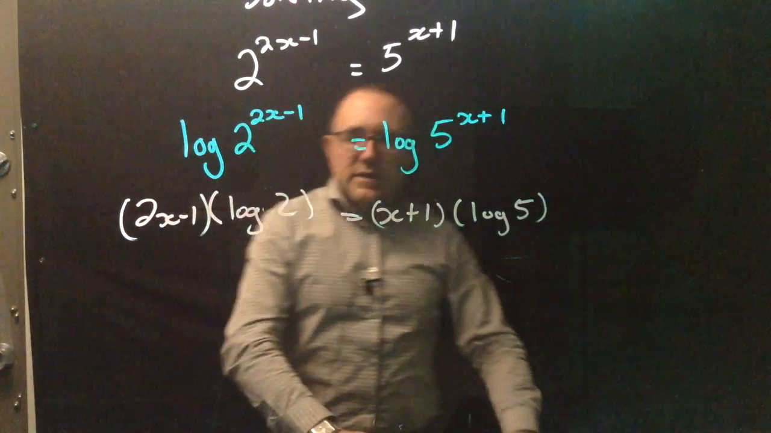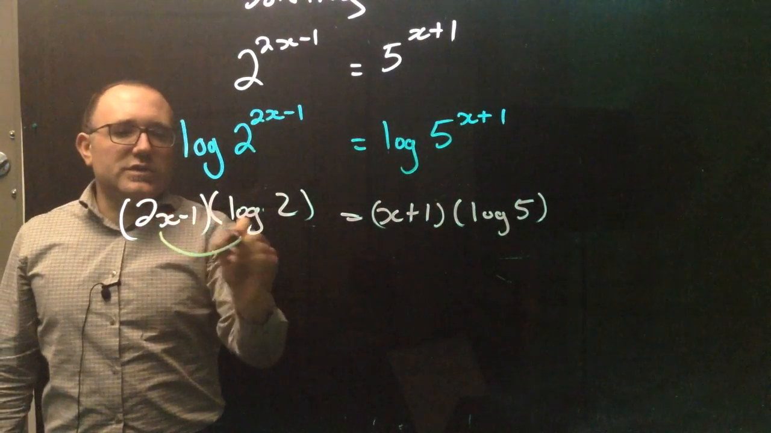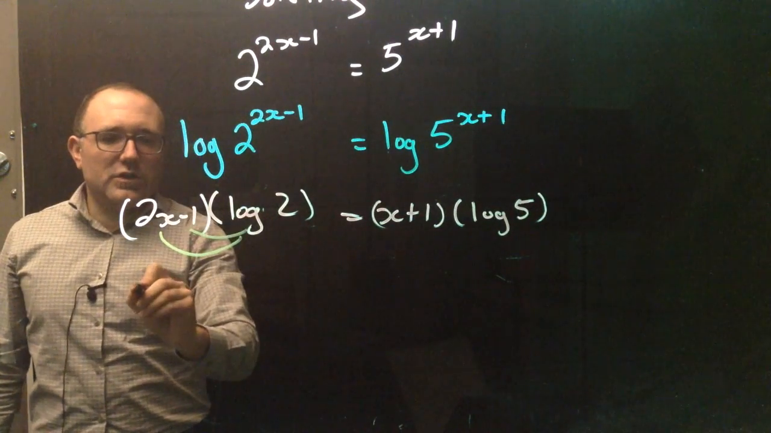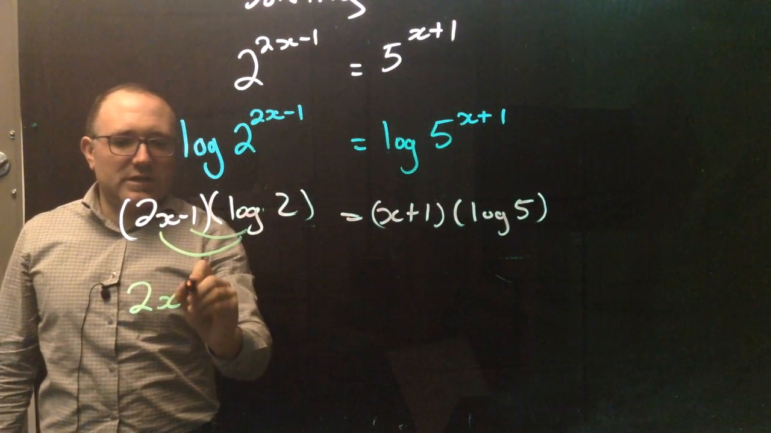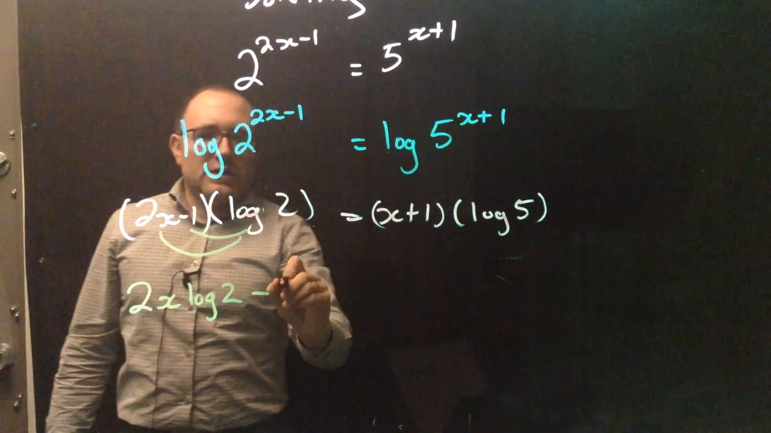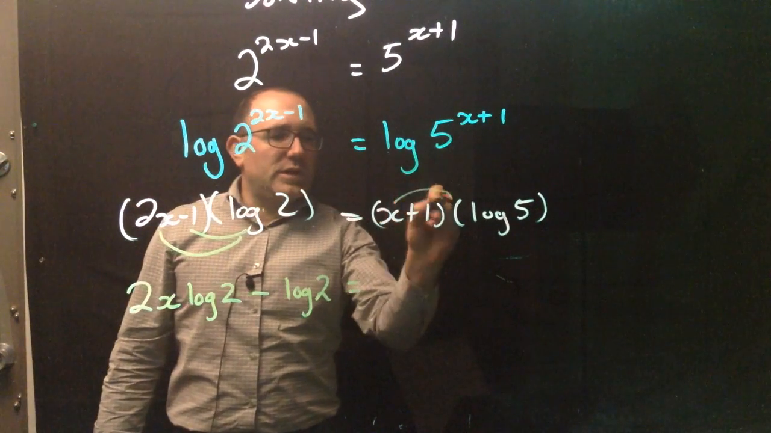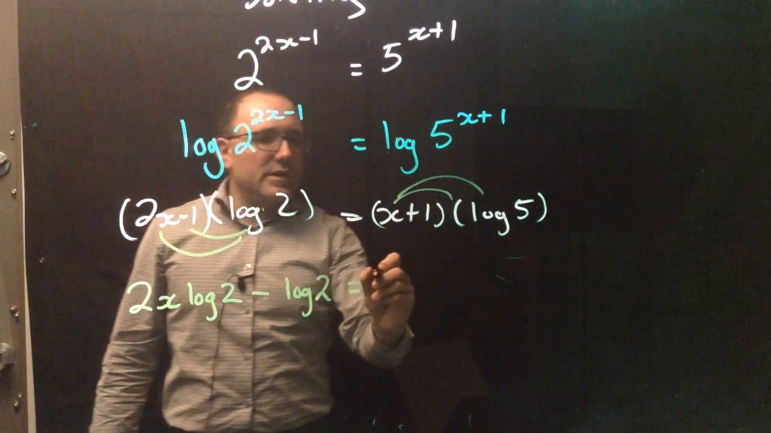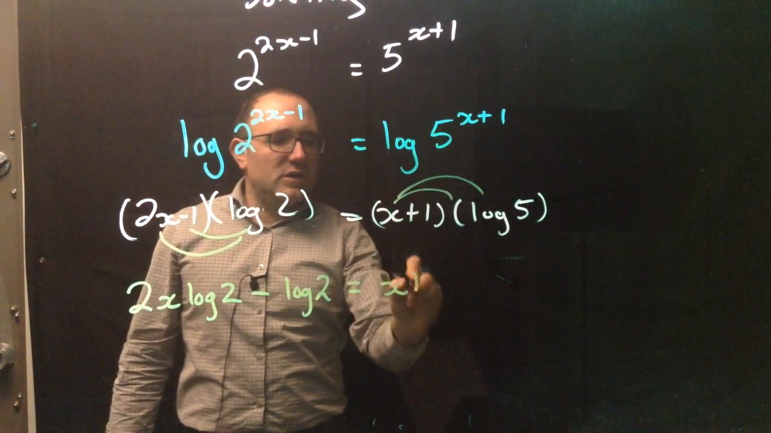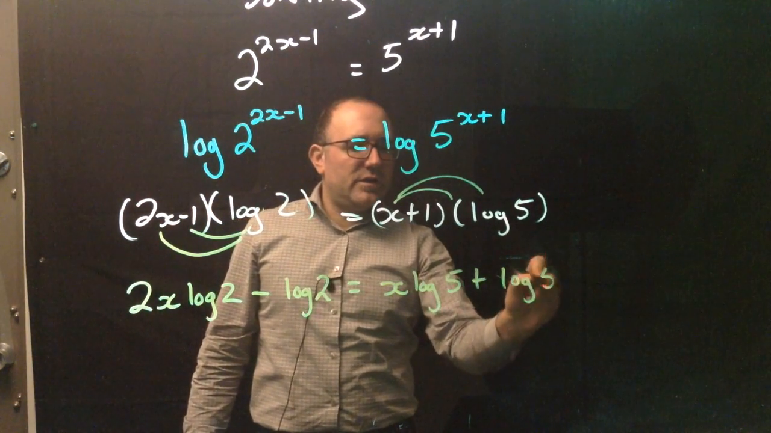Because they are binomials, you can use the distributive property to get 2x log of 2 minus log of 2 equals, same thing over here, distributive property, x log of 5 plus log of 5.